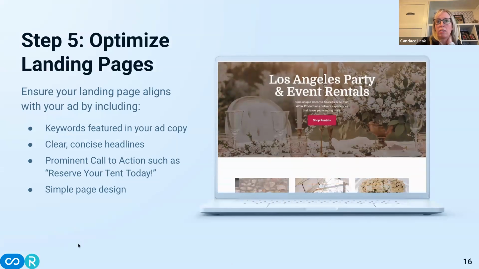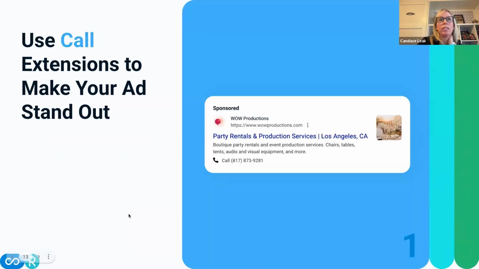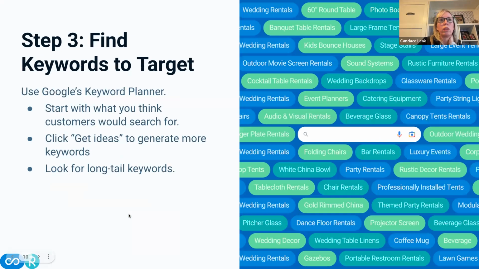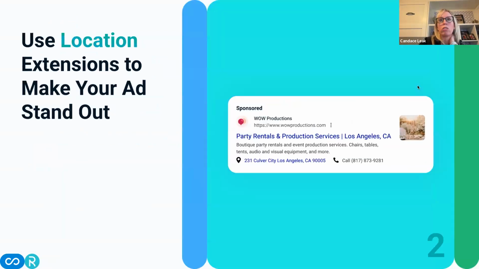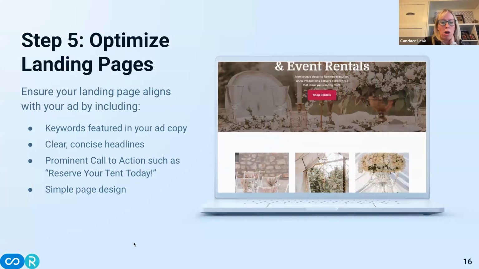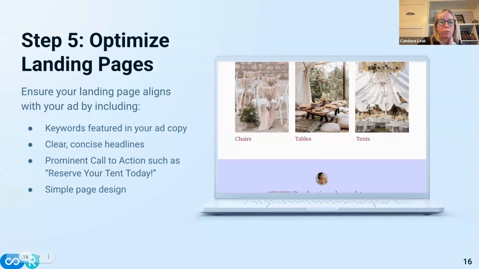So in the ad that we looked at a minute ago, if we did in fact use something like get a quote today or buy now, book now, don't say book now if they can't actually book now on your site. Use get a quote today or rent today, whatever your call to action is. Just make sure that you're fulfilling the promise on the landing page.